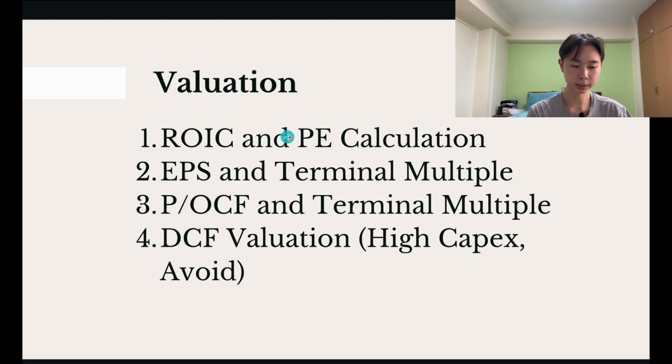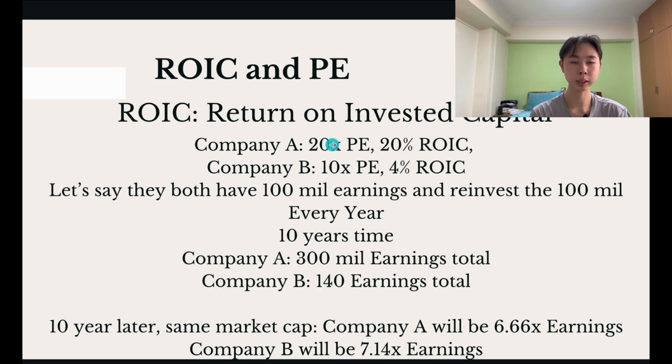So let's talk about the first method first, which is your ROIC and PE method. Over here, let's say I've got two companies. Company A is 20 times earnings. Company B is 10 times earnings. Company A has 20% ROIC. Company B has 4% ROIC. Let's say they both make $100 million every single year, and then they reinvest $100 million. So in 10 years' time, company A will have $300 million in earnings in total. Company B will have $140 million of earnings in total.